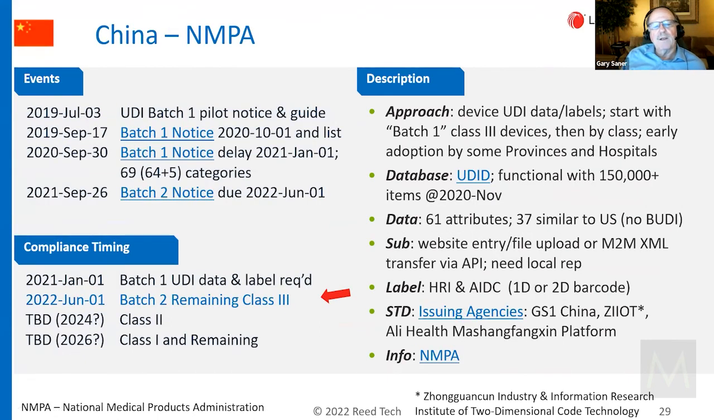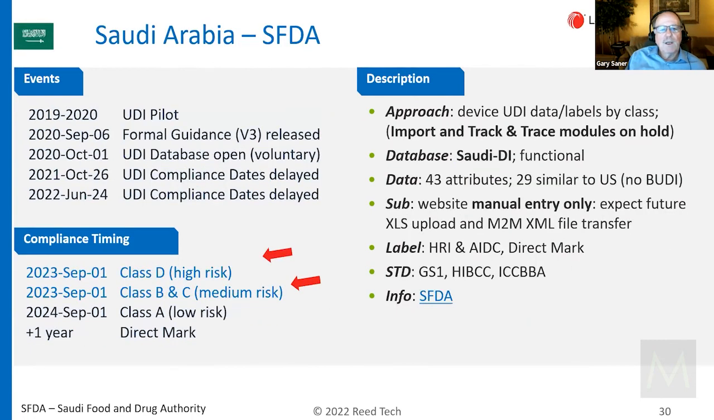Quick comment on China. They had 2 batches, something called batch 1 and batch 2. Batch 2 was just due a month or so ago, June of 2022. And then there's no schedule in place for the remaining class 2s and class 1s. So we're keeping an eye on China to see what's going to happen. But they do have electronic submissions. Noteworthy for both South Korea and China is that you need to have local in-country representation be part of your compliance. So they need to create some accounts in the local repositories.